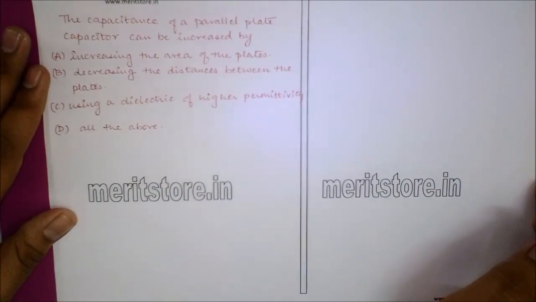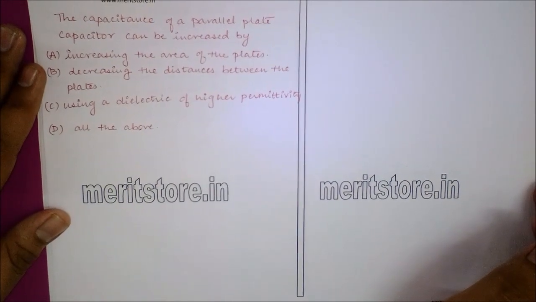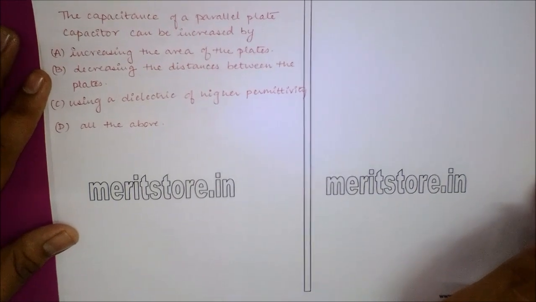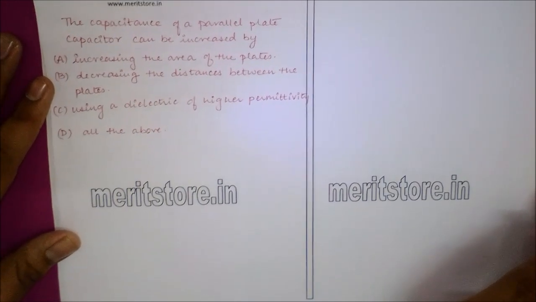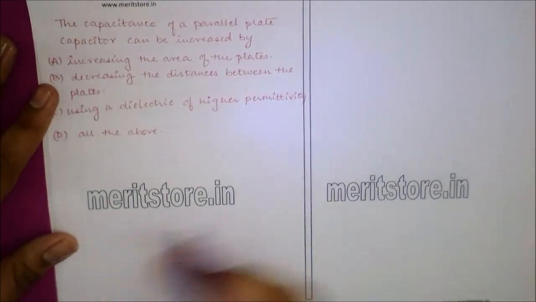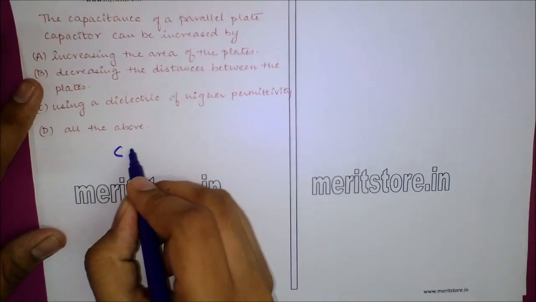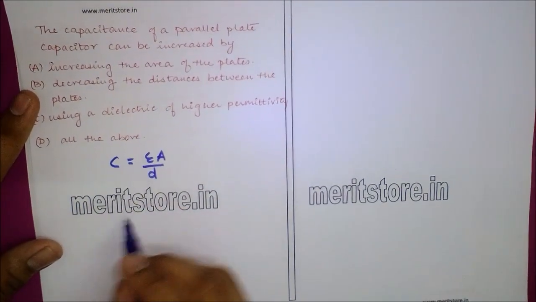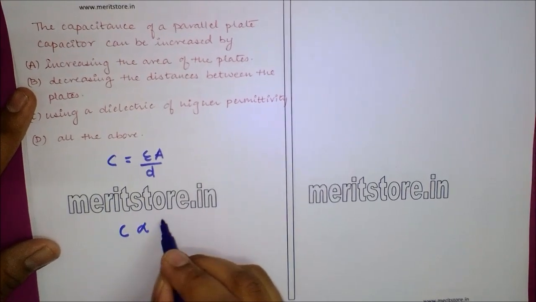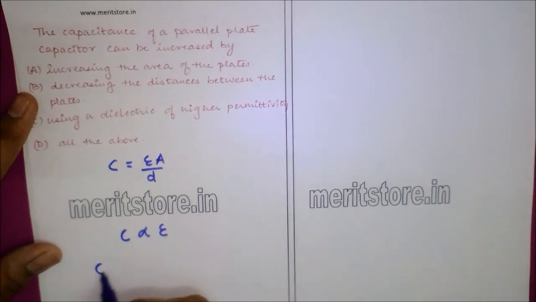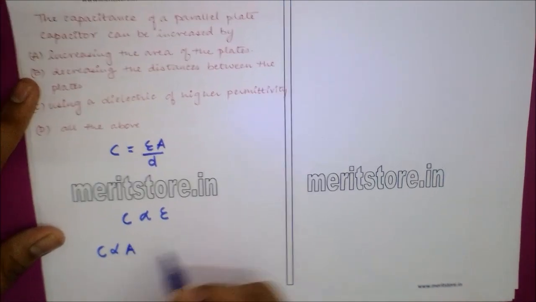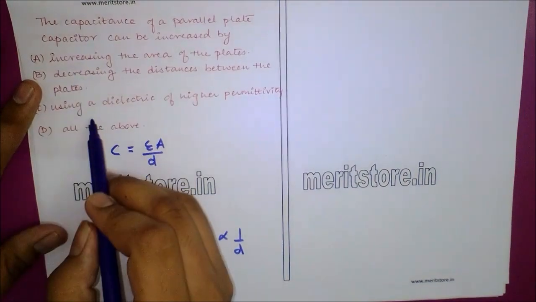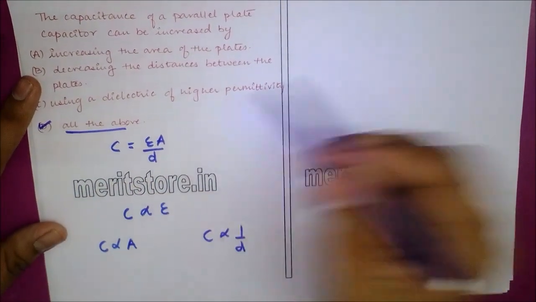The capacitance of a parallel plate capacitor can be increased by A. increasing the area of the plates, B. decreasing the distance between the plates, C. using a dielectric of higher permittivity, D. all of the above. Now to solve this question, we know that C, that is capacitance, is equal to epsilon A upon d. From this formula we can see that C is directly proportional to the permittivity. Now C is directly proportional to the area and C is inversely proportional to d. So option D is the correct answer, that is all of them are correct.